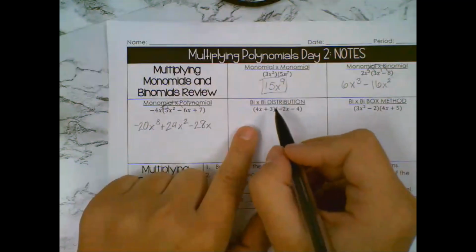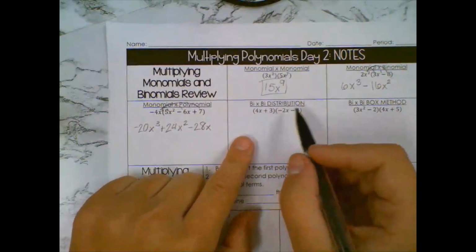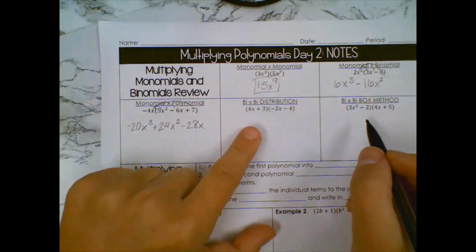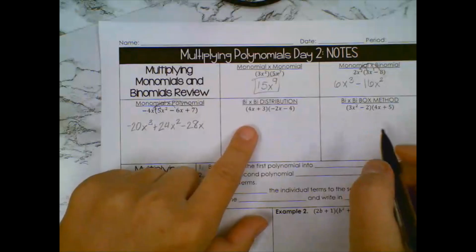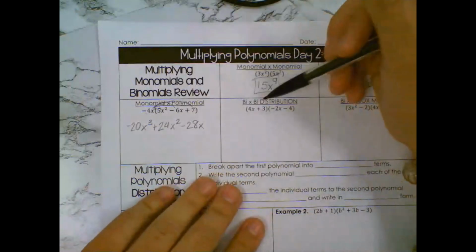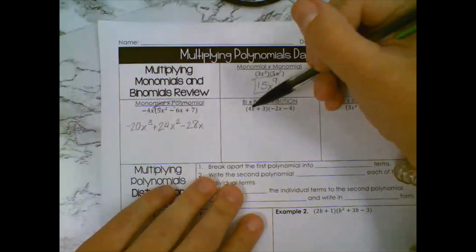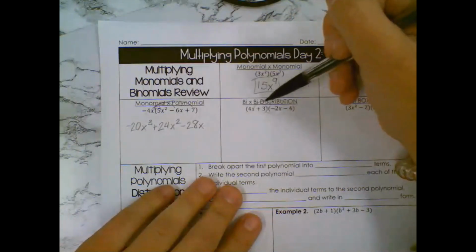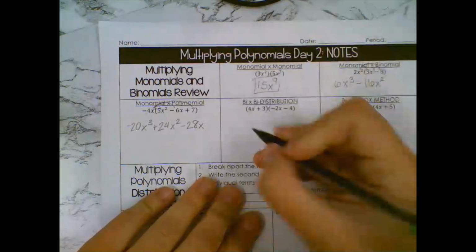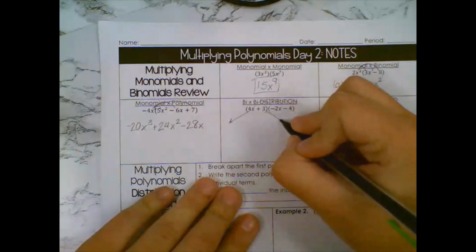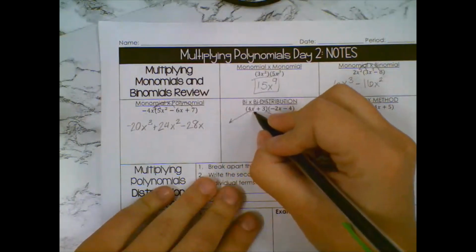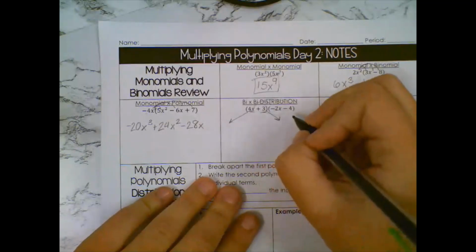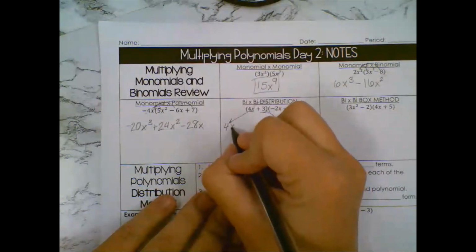Then we get into binomials by binomials, and we learned about 2 different methods. We can extend distribution, and then we also learned about box method, which is a more visual representation. So with distributing with 2 by 2s, we need to distribute every term to the second one, and that can get very confusing visually. So what we learn to do is we take the first one and we break it apart, because we know we have to multiply this to the second and this one to the second. Everything has to get multiplied. So we break it apart to do that.